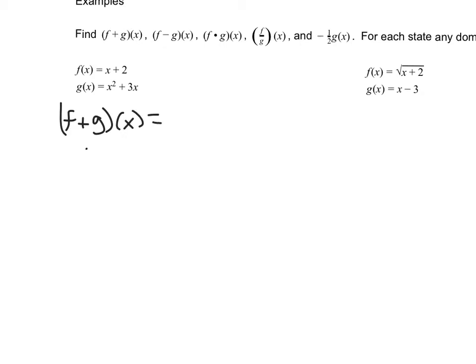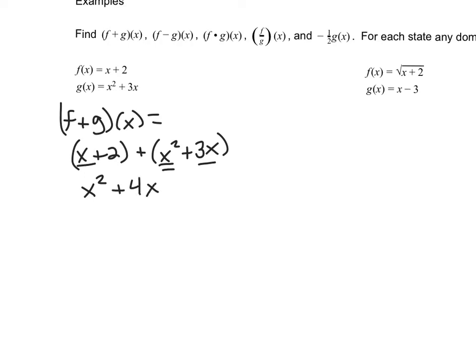in this first one, I'm simply going to add the two functions together. So here's my f function, and here's my g function. So remember, when we add two functions together, we add two polynomials together, we just simply combine like terms. So the x squared doesn't combine with anything. The x and 3x make 4x, and then we have the 2. So just combining of like terms.